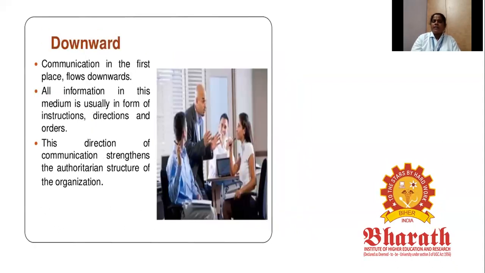The first type is downward communication. It flows from the top downwards. The information in this medium is usually in the form of instructions, directions and orders. Downward communication strengthens the structure of the organization. It passes to the subordinate along the scalar chain, from top to bottom. That is called downward.